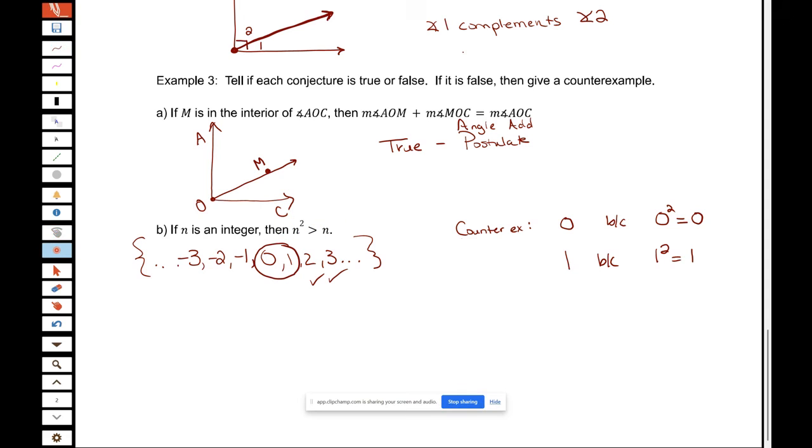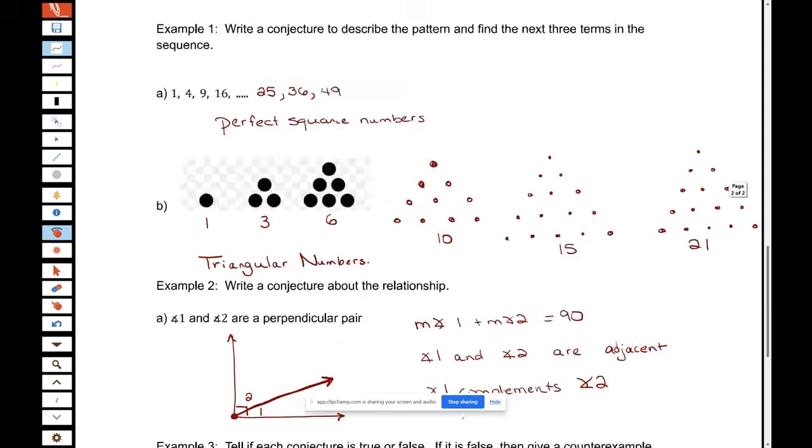All right, so that is the end of this lesson on reasoning and conjecture. Join us for the next lesson. We will be talking about conditional statements.